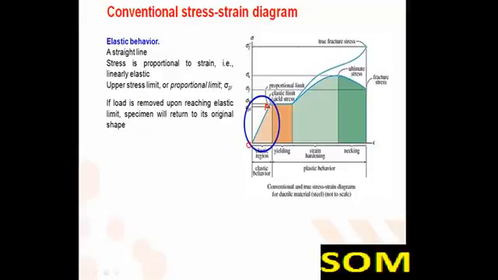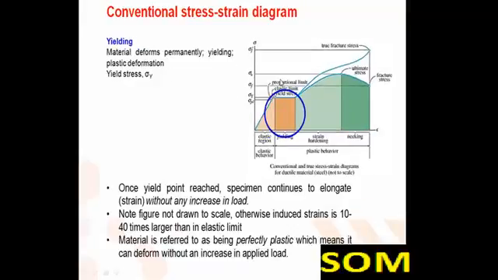Beyond point A, this point is A, this point is B, this point is C. Beyond point A, the linear relationship between stress and strain no longer exists. Hence, the stress at A is called the proportional limit. With increasing load beyond the proportional limit, the strain begins to increase more rapidly for each increment in stress.